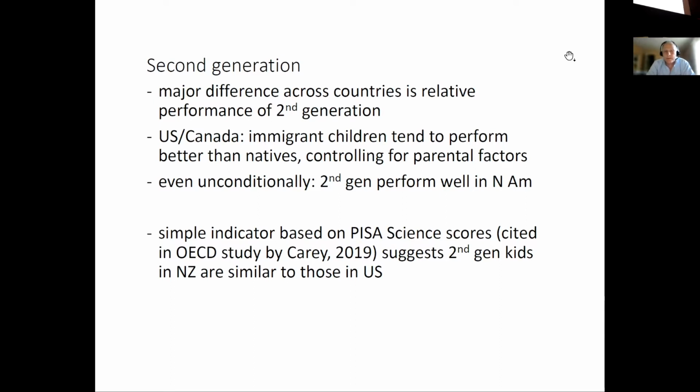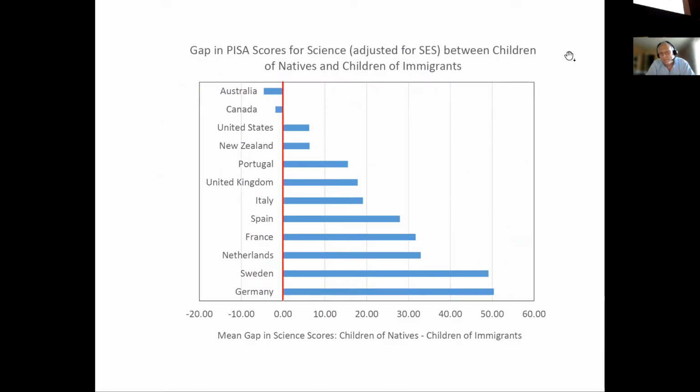I'm not aware of much really solid research. I couldn't find much on second generation kids in New Zealand. But I did find one really interesting chart cited in a nice OECD study of New Zealand immigration by David Card in a 2019 study. And what he did was he gathered data from PISA scores, and he compared the PISA scores for children of immigrants versus children of natives by country.